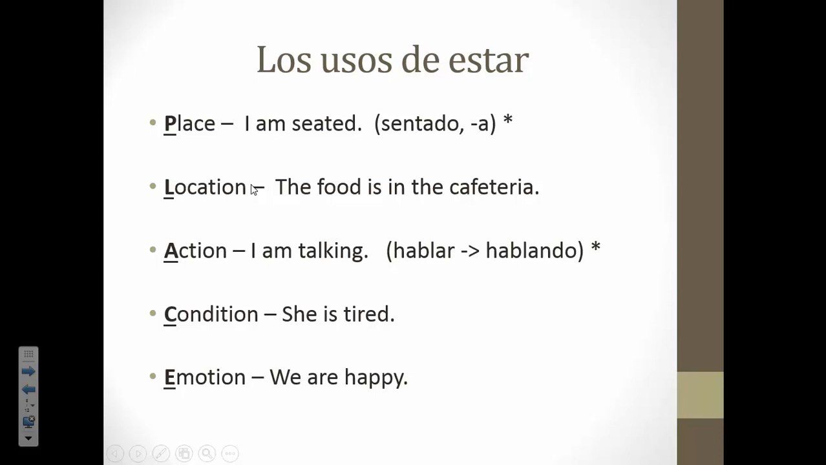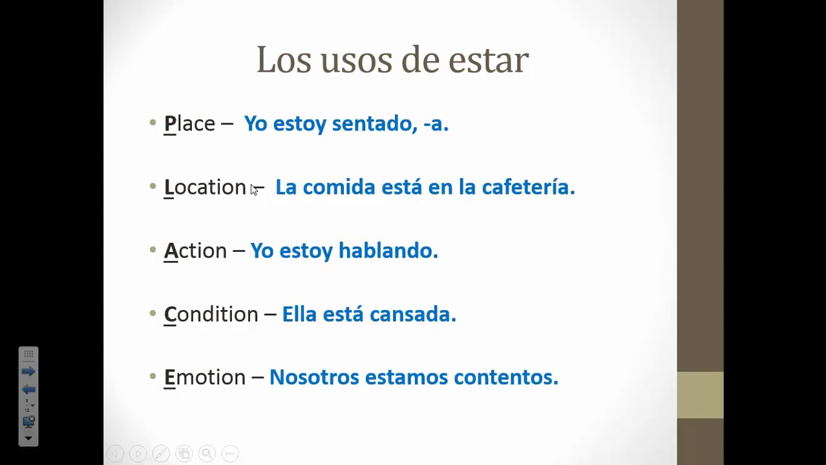Location, for example, the food is in the cafeteria. You're talking about where the food is located. Action, I am talking. Again, notice the asterisk, which means that you'll learn more about this next year in Spanish 2. Condition, she is tired. That is her condition. Emotion, we are happy. That is our emotion. So notice you cannot use the verb ser to talk about where things are located, how people feel, their emotions, their conditions, and so on.